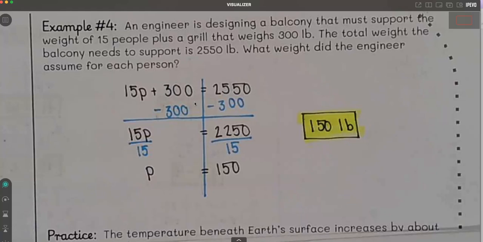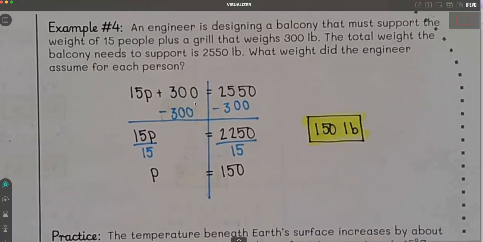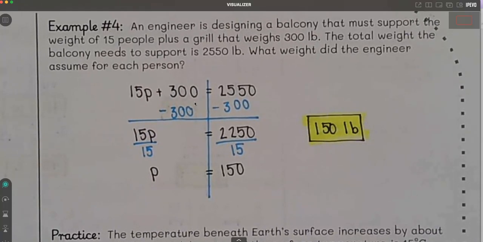All right, do you guys feel like you can solve one like this? All right, I'll leave that for a few seconds.